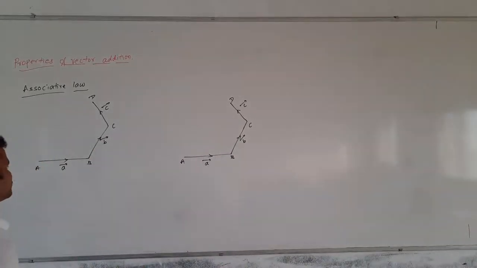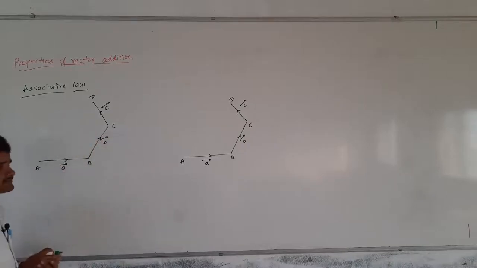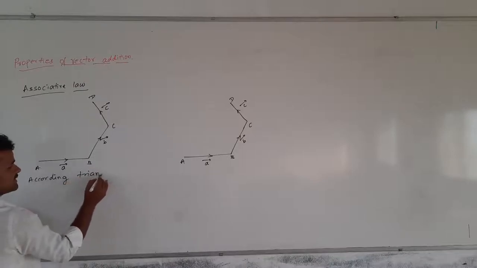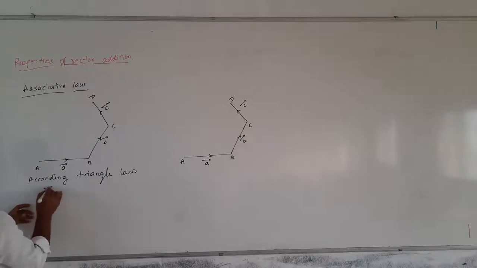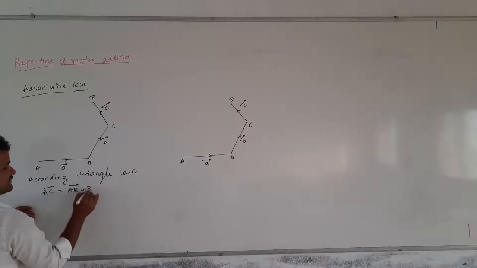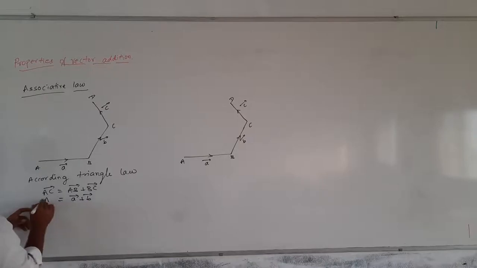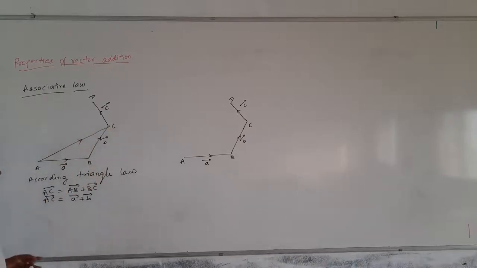Okay. Now you see the vector AB and vector BC. According to the triangle law of vector addition, what can I write for vector AC? Vector AC is equal to vector AB plus vector BC, that is nothing but vector A plus vector B.